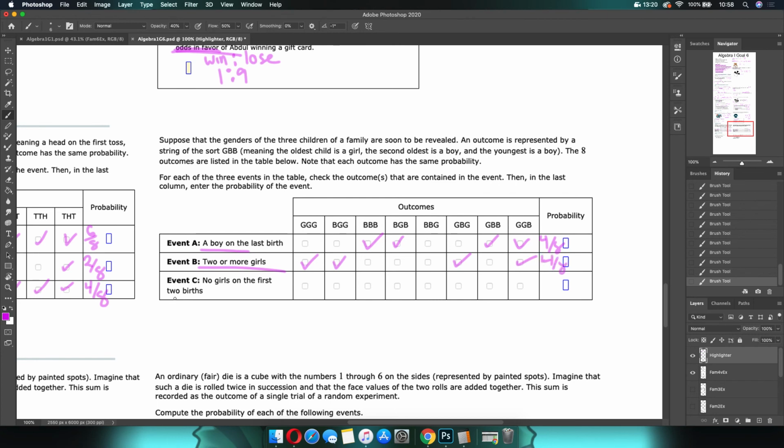Okay? Then, it's a terribly written form, Mr. Blanc. Bad form. No girls in the first 2 births. So no girls, no girls, no girls, no girls. 2 out of 8. So this one is actually one of the easier topics.